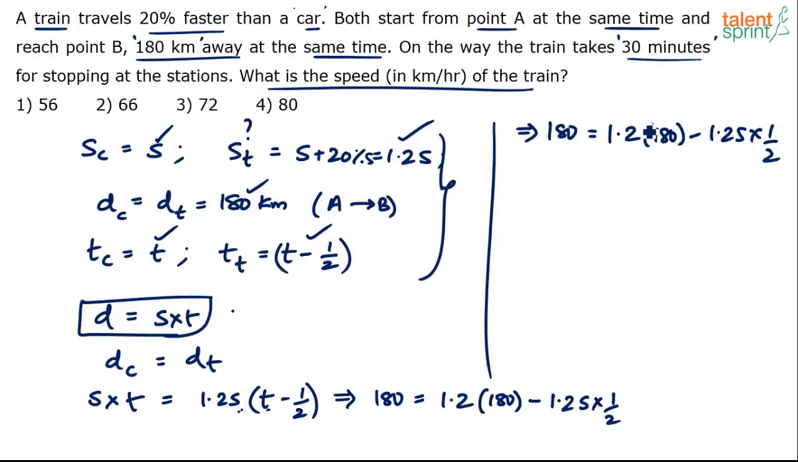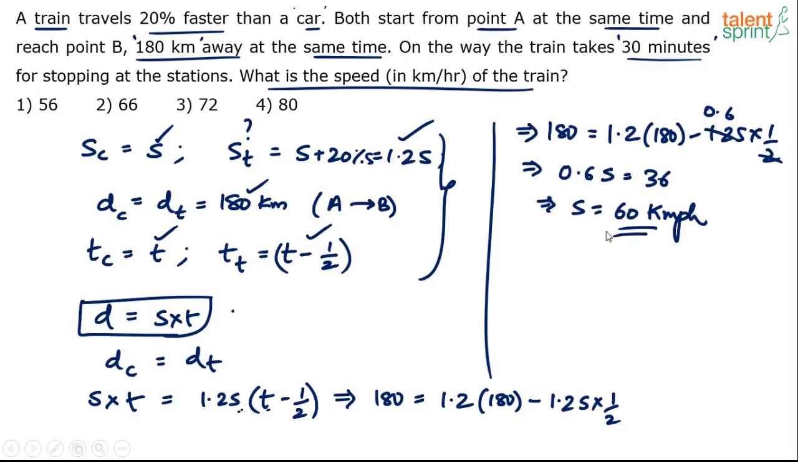Now 1.2 into 180 minus 180 will be 0.2 into 180, which is 36. And this will be what? 0.6 into S. So basically 0.6 into S is equal to 36, which implies S will be what? 60 kilometers per hour. 36 by 0.6, 60 kilometers per hour.